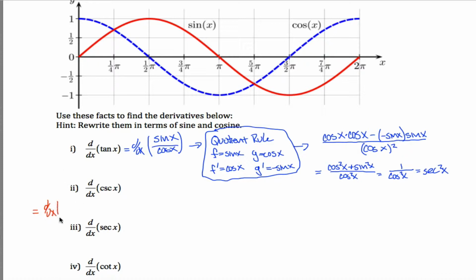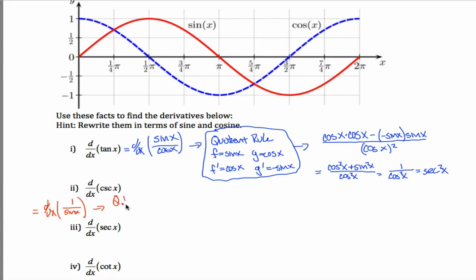I could say the derivative of cosecant is the same as the derivative of 1 over sine of x. You might argue that sine of x to the negative 1 power makes more sense, and that's true if you know the power or the chain rule. But at this point, I'm pretending we don't, so I'm just using the quotient rule. The derivative of 1 over sine of x, well, I guess I'd use the quotient rule.